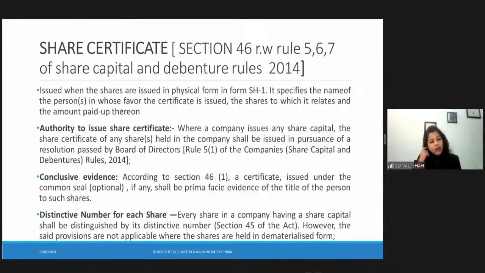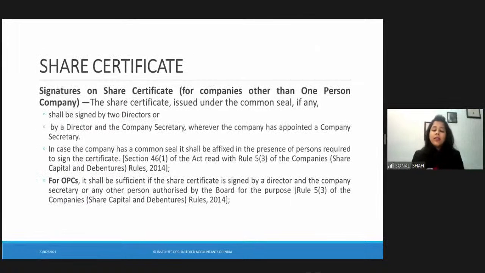Now, coming to the point, distinctive number of each share. We know that the share capital of a company is broken down into distinctive numbers. Let's say the share capital of the company is rupees 100 and it has 10 shares of rupees 10 each. So it is broken down into distinctive number and distinctive price. Correct? Now, there is the requirement of signature on share certificate, right?